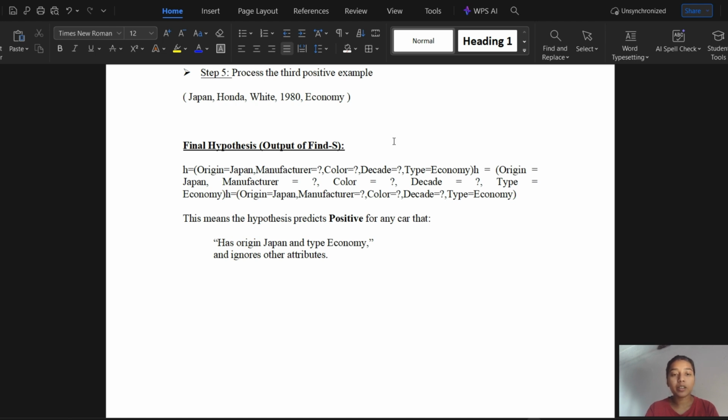So this means the hypothesis predicts positive for any car that has origin Japan and type economy and ignores all other attributes. That is for today.